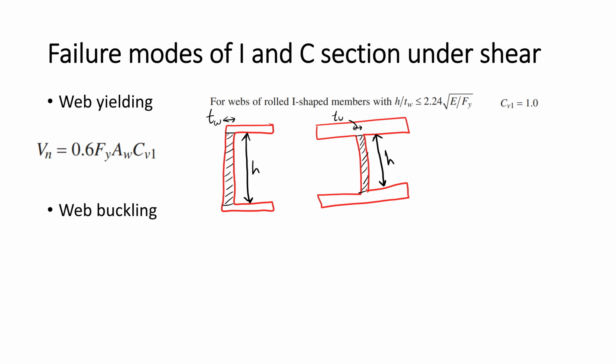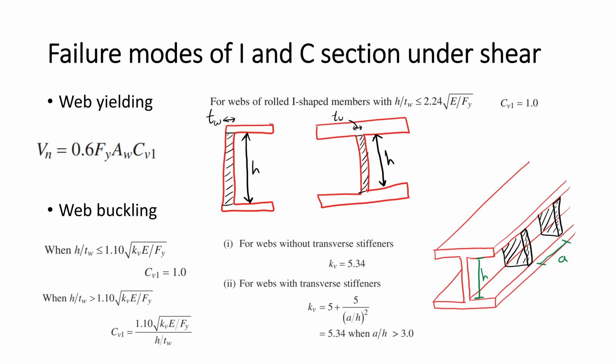The second mode is web buckling. Web buckling uses the same equation as web yielding while adjusting the factor of C sub V. If the ratio of the height of the web to the thickness of the web is less than a certain limit, then C sub V will be less than 1 and thus reducing the shear strength of the member. What about the shear behavior in angles and T's?